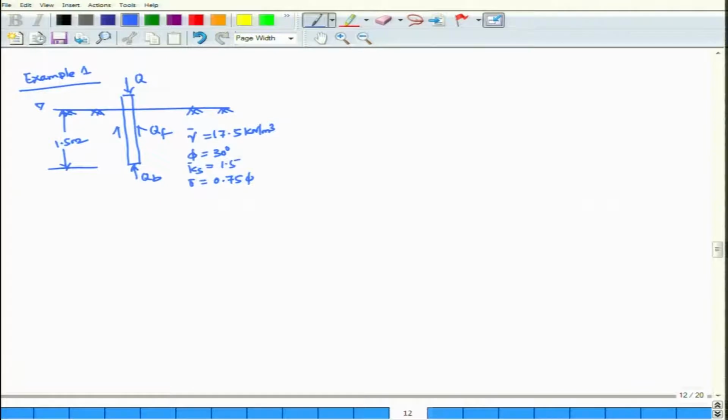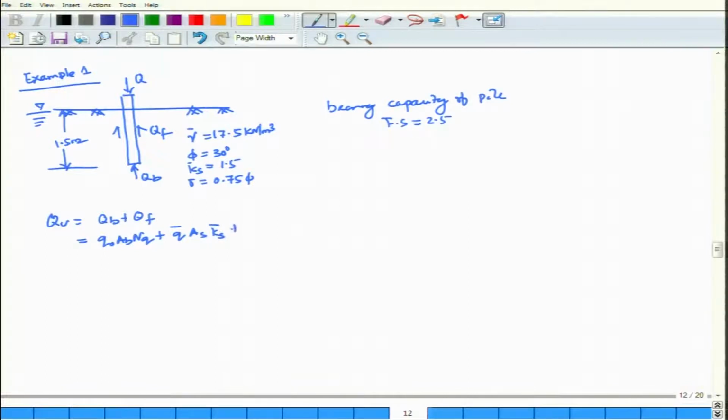So, the question is: calculate the ultimate bearing capacity of the pile, considering factor of safety equal to 2.5 and water table at ground surface. So, let us start. Ultimate bearing capacity Qu is equal to Qb plus Qf, which is equal to Q0 AB NQ plus Q bar AS Ks bar tan delta.